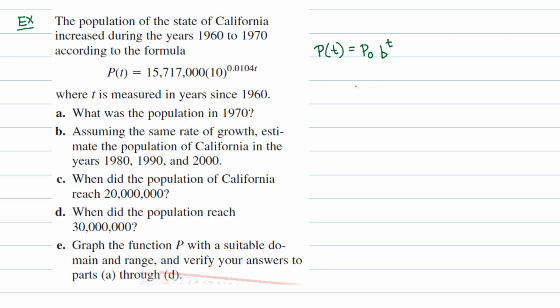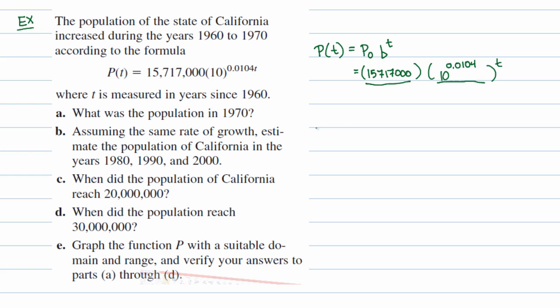In this case, the base growth rate or growth factor is 10 raised to the 0.0104. Okay, so let me just put this in its proper form. P naught, our initial population, is 15,717,000. And our base is 10 raised to the 0.0104. This is kind of an interesting little note. This is the initial population, and this is the growth factor.